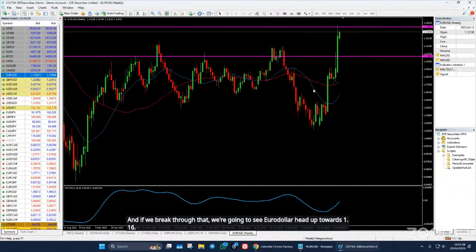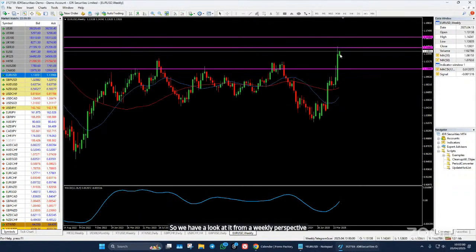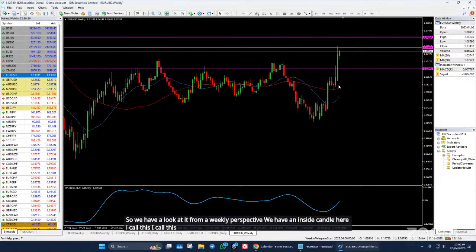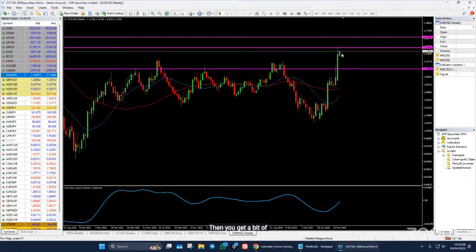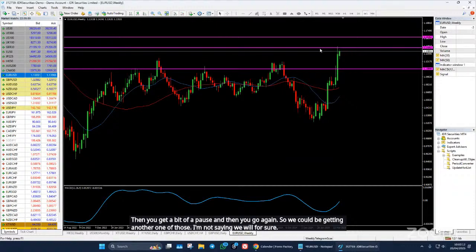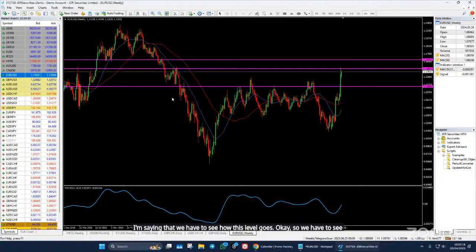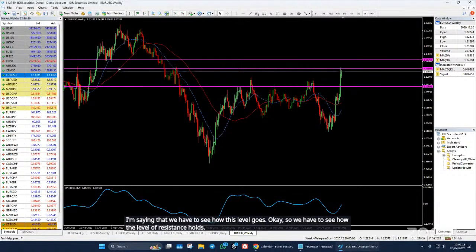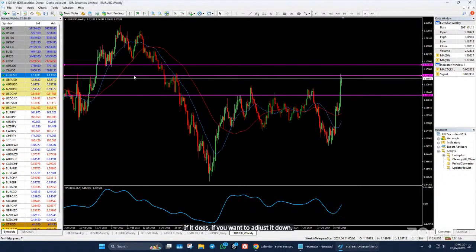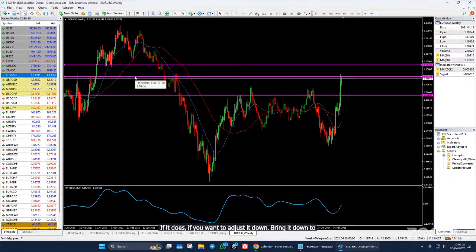So if we have a look at it from a weekly perspective, we have an inside candle here. I call this a potential pause and go. I say that sometimes you get a move, then you get a bit of a pause, and then you go again. So we could be getting another one of those. I'm not saying we will for sure. I'm saying that we have to see how this level goes. Okay, so we have to see how the level of resistance holds. If you want to adjust it down, bring it down to, there we go, 1.1425, for example.